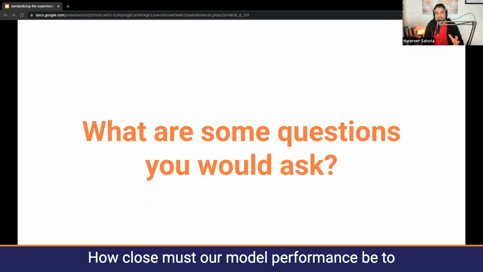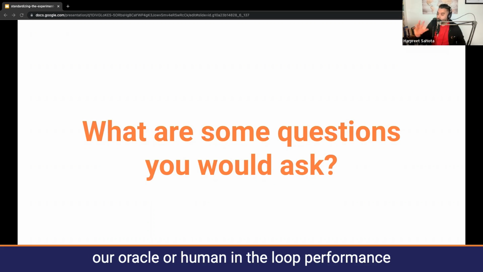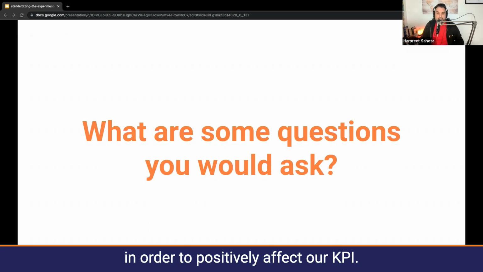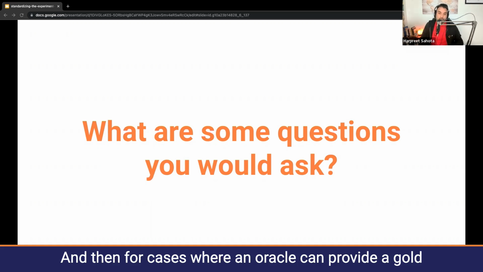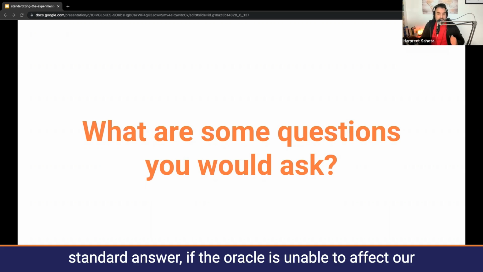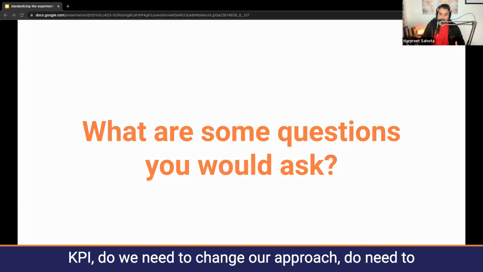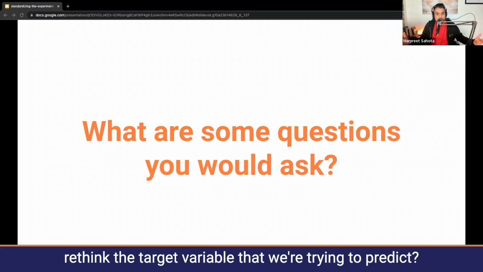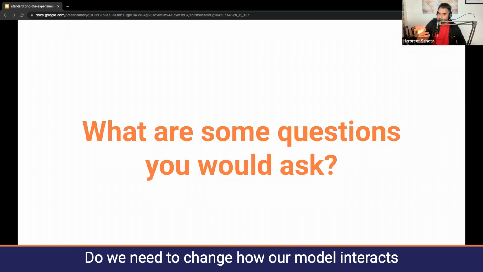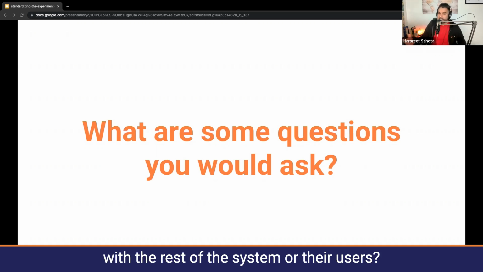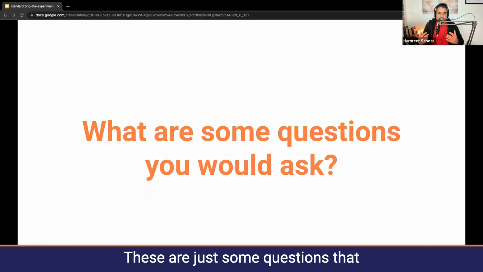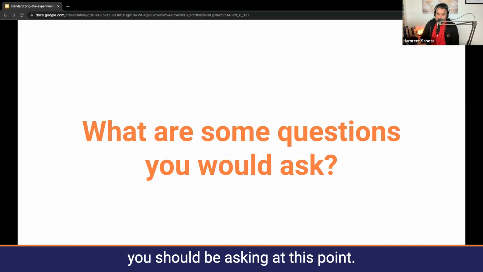How close must our model performance be to our oracle or human in the loop performance in order to positively affect our KPI? And then for cases where an oracle can provide a gold standard answer, if the oracle is unable to affect our KPI, do we need to change our approach? Do we need to rethink the target variable that we're trying to predict? Do we need to change how our model interacts with the rest of the system or with our users? These are just some questions that you should be asking at this point.